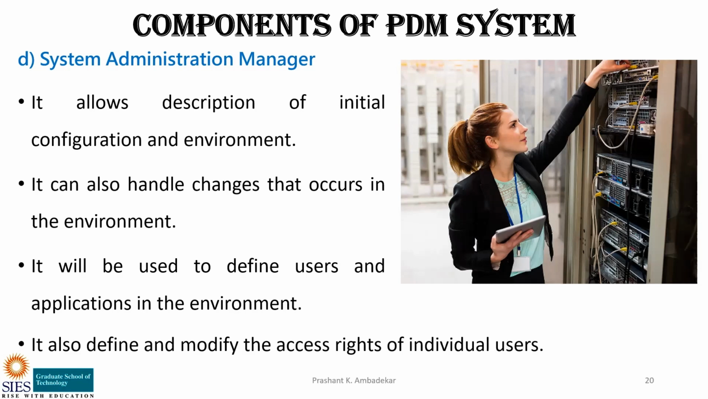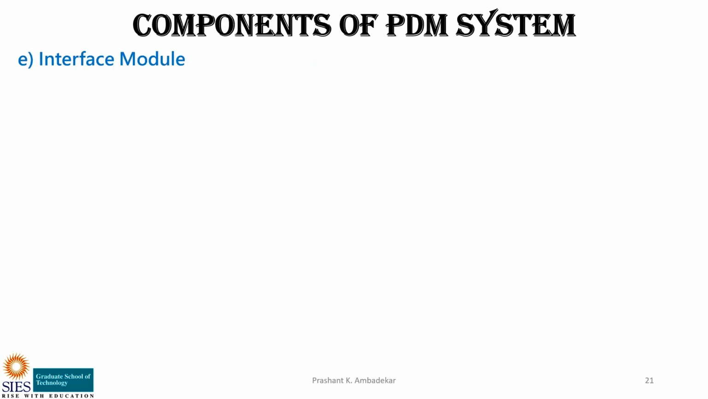Out of the four components that we have seen up till now, that is the information warehouse, the information warehouse manager, the infrastructure, and this one, the system administration manager, the system administration manager plays a vital role. This component of the PDM system is very important because the administration manager only decides who will get access to what. The next component of the PDM system is the interface model.